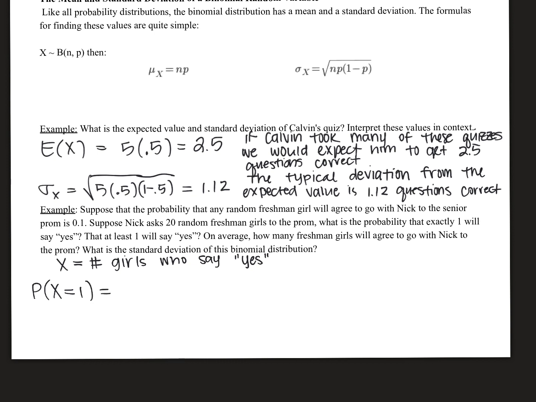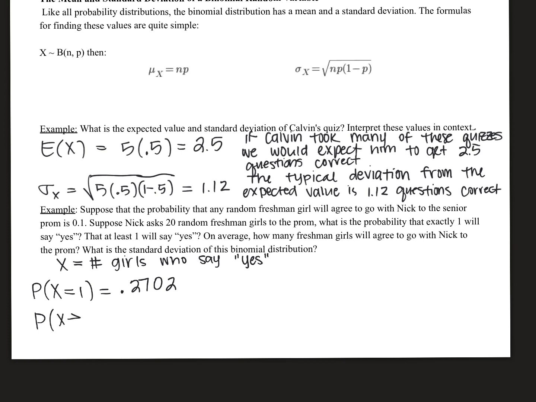So let's start with the first part, the probability that X equals 1. This time we're going to use binomial pdf because it's an exact value. We're going to do the number of trials, 20, probability of success, 0.1, and then 1, which is going to give us 0.2702.